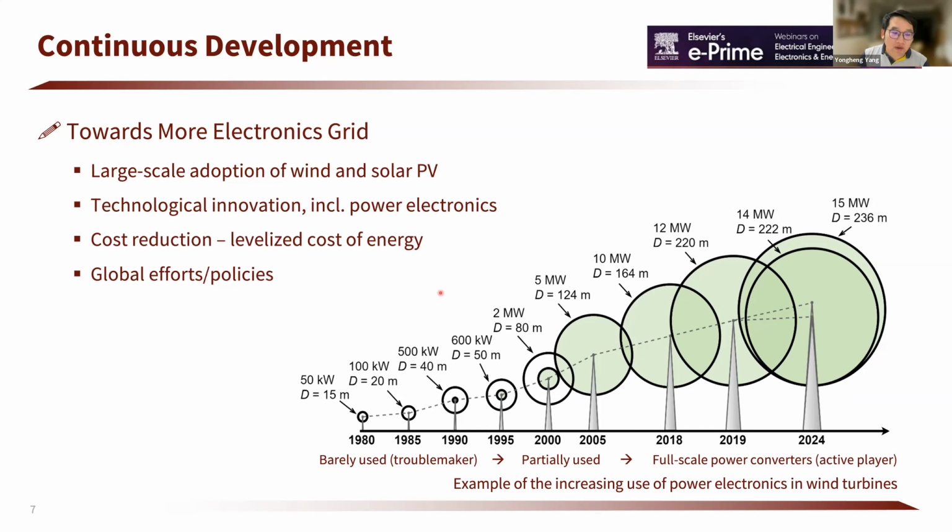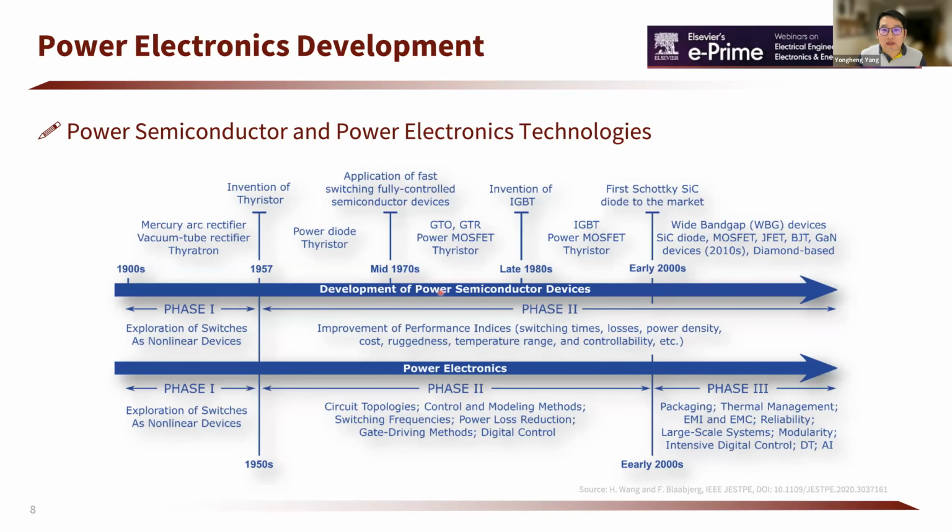But of course, this is also a task with global efforts and global policies, as I presented in previous slides. But anyway, in the future, we will see much more power electronics or electronics-based power systems. And that was about the development of renewable energy across the globe, and the major role of power electronics in such energy utilization or conversion. But how was power electronics developed?